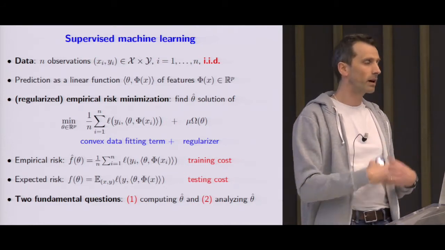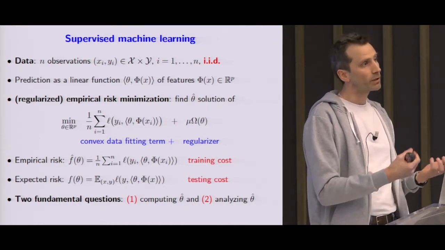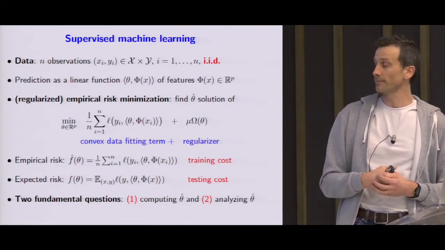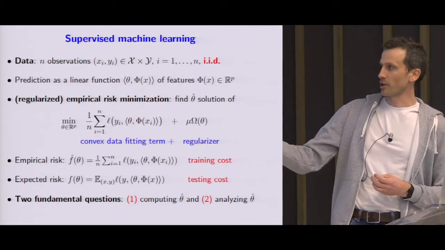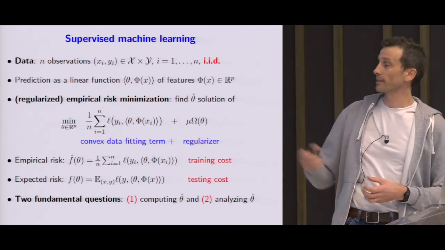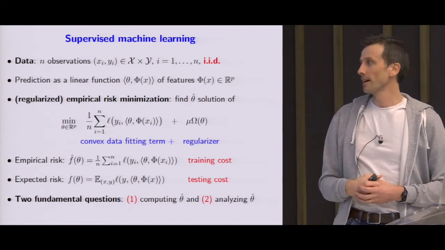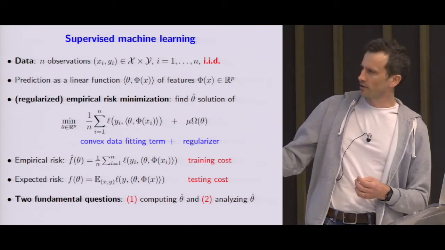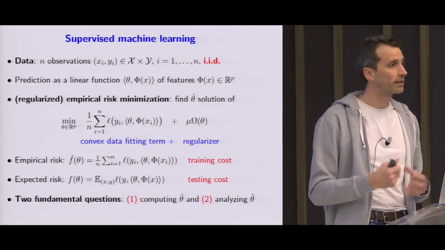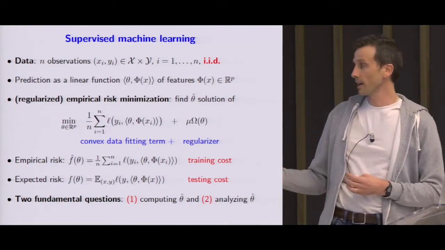I want to predict well on data which I have not seen, but of course are assumed to come from the same stream of data. Hence the expectation here, which is with respect to the same randomness that has generated your data. So the goal is, I'm given access to f hat, the training cost, but I want to minimize really the testing cost. And this brings two questions that people have tackled so far.